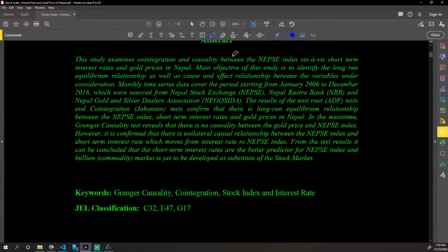Okay, so from here to, oopsie, where did I draw from? Interest rate to NEPSE index. Okay, so from the result, it can be concluded that short-term interest rates are better predictors for NEPSE index and bullion commodity market as well, which is basically yet to be developed, right?